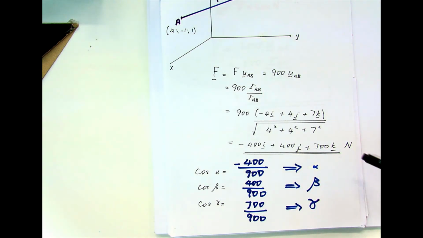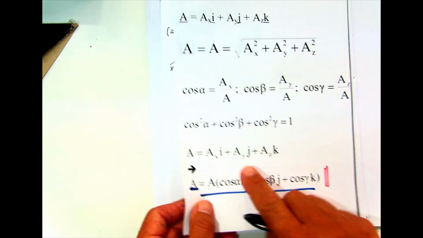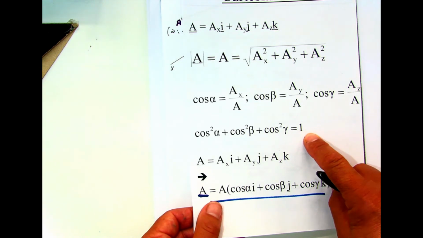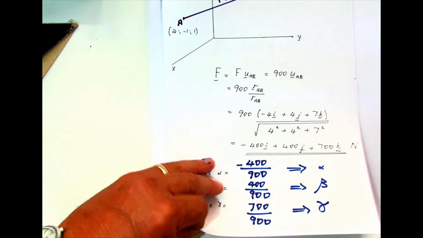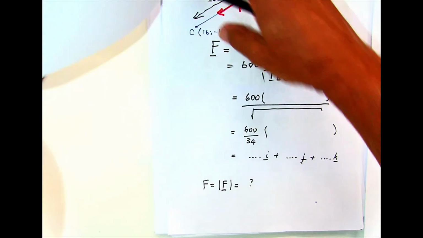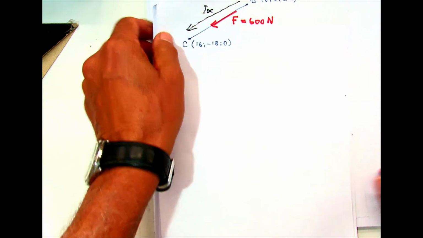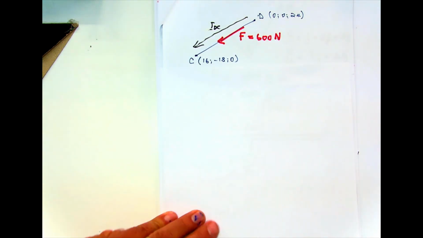And of course the cos squared of alpha plus the cos squared of beta plus the cos squared of gamma should be 1. The sum of the cos squared of the angles is always 1. Okay, so there you have those 3 methods. Here a similar one, but the force is just working in the opposite direction.